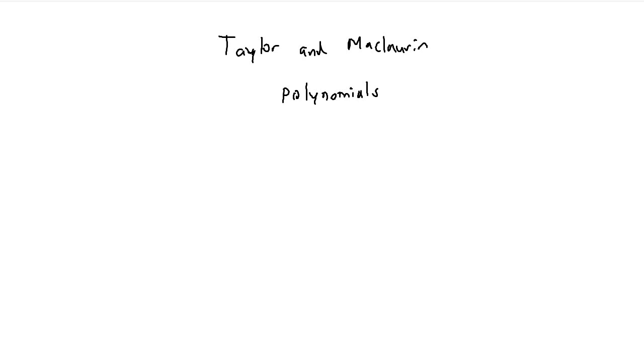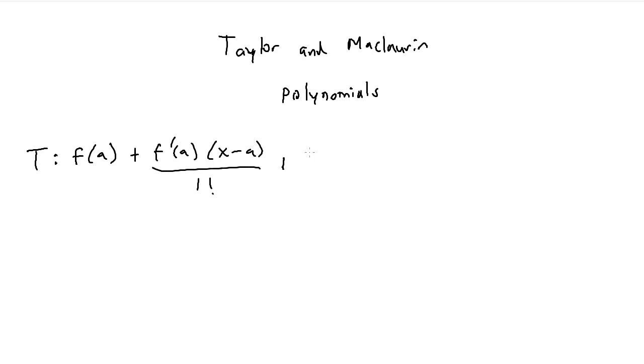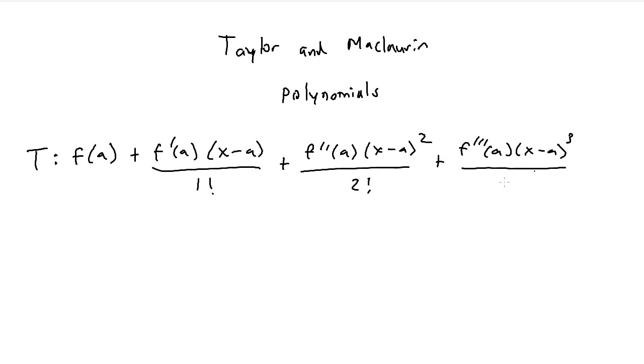So let's take a look at Taylor and Maclaurin polynomials. Now the formula for a Taylor polynomial is f of a plus f prime of a times x minus a over 1 factorial plus f double prime of a times x minus a squared over 2 factorial plus f triple prime of a times x minus a cubed over 3 factorial, and so forth.